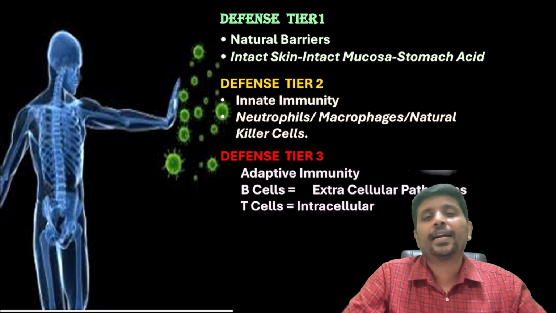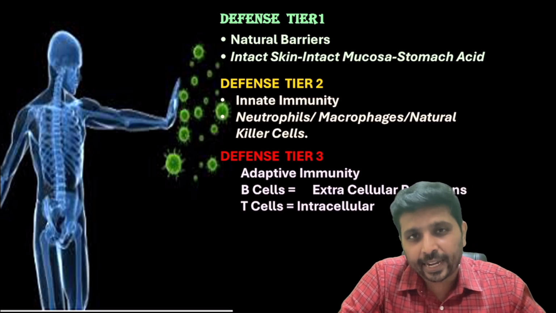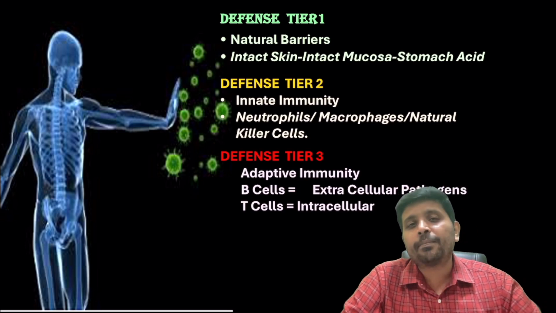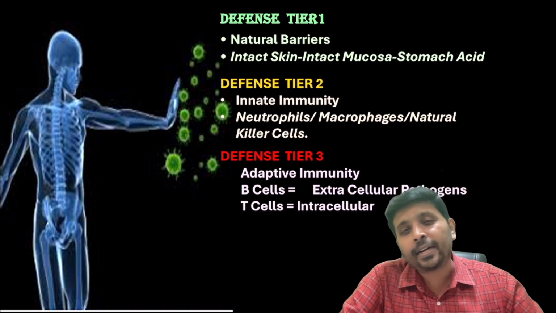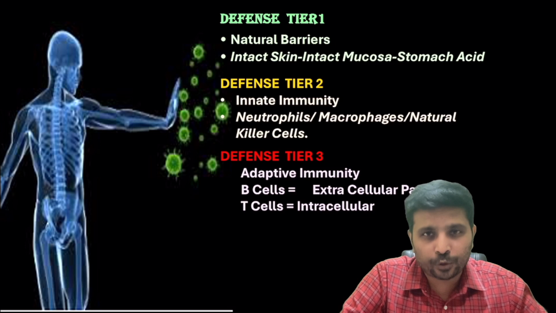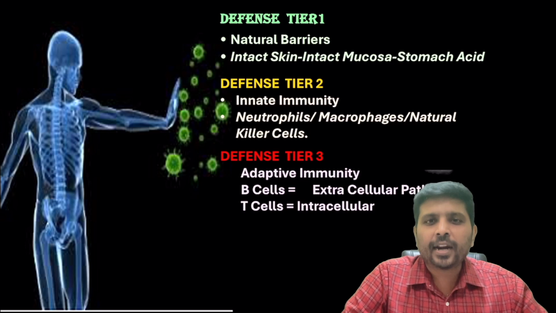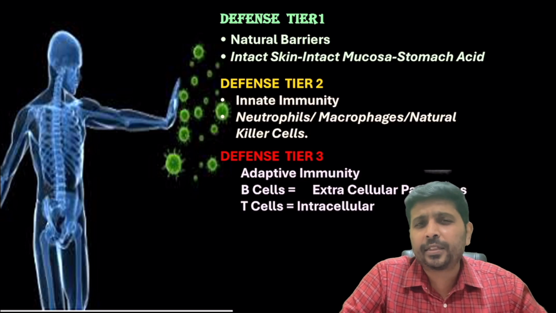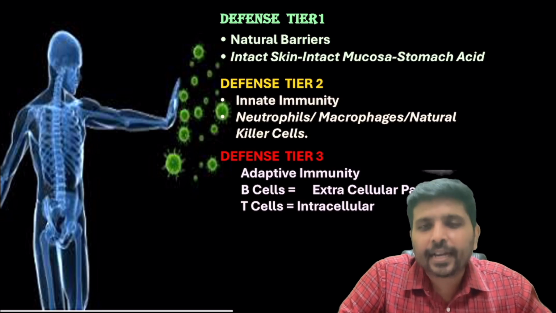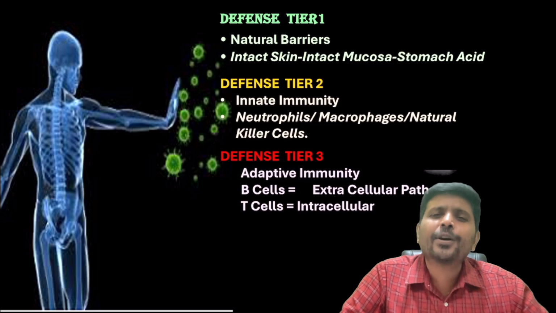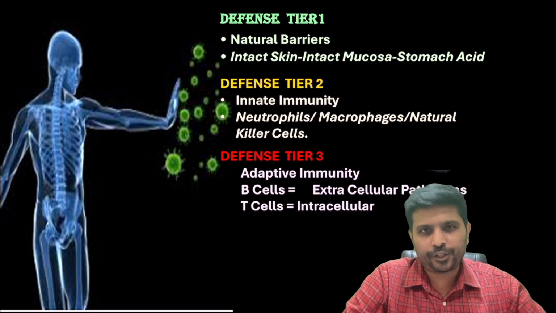Again, if the microorganism is able to pass through tier 2, then comes tier 3. They are nothing but your adaptive immunity, and it is divided into two cell lines: the B cell line, which is mainly meant for extracellular pathogens, and the T cell line, which is meant for intracellular pathogens. This is how our defense mechanism works. Whenever there is any problem with any of these defense mechanisms, you will tend to get recurrent infections. When you get recurrent infections, how are you going to find out the etiology? Let's see.